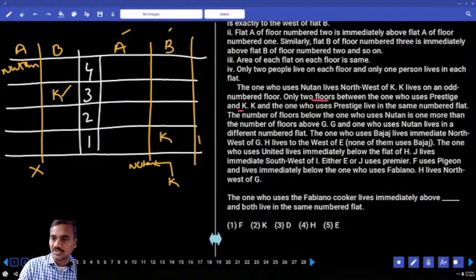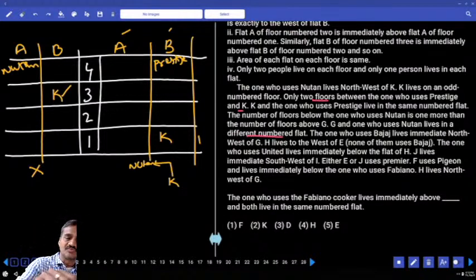Now we are left with only the second case. K and the one who uses Prestige live in the same numbered flat. Hence Prestige must be here. Then the number of floors below the one who uses Newton is 1 more than the number of floors above G. And G and the one who uses Newton live in different flat numbers.